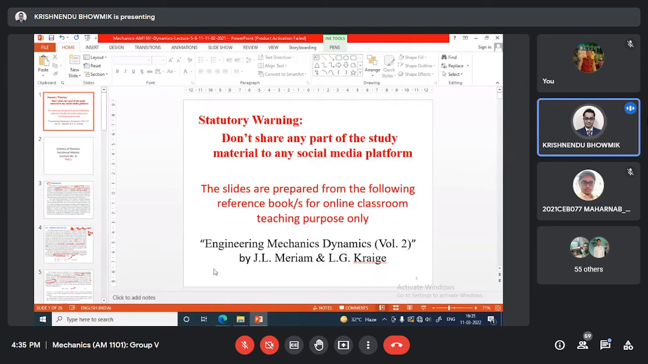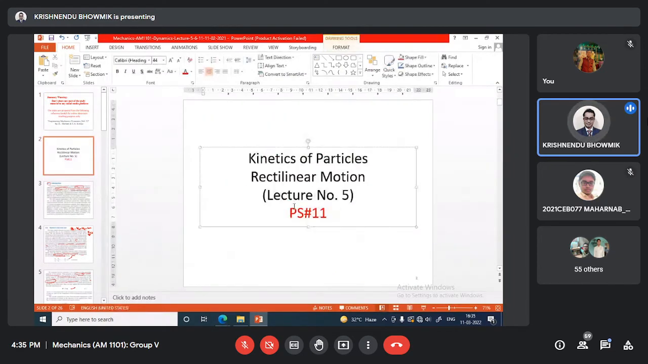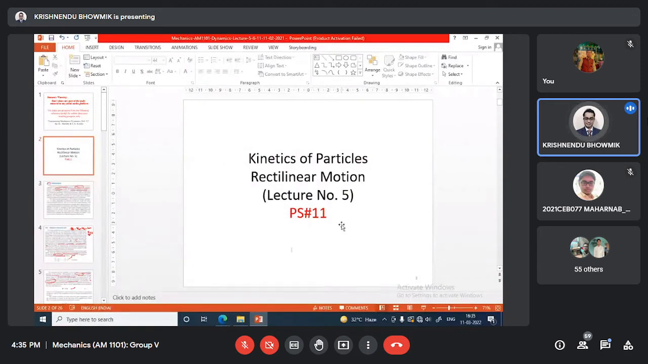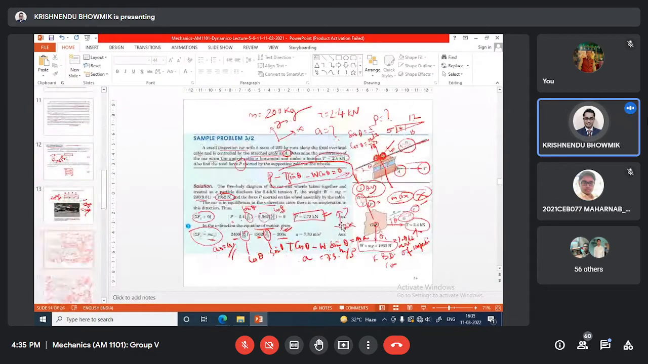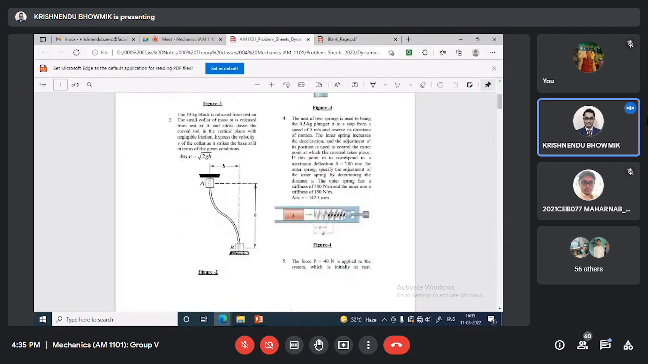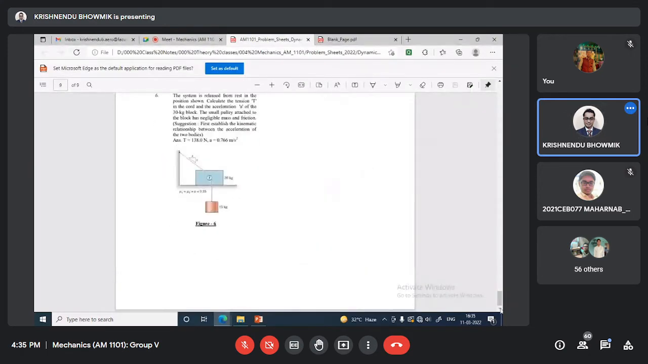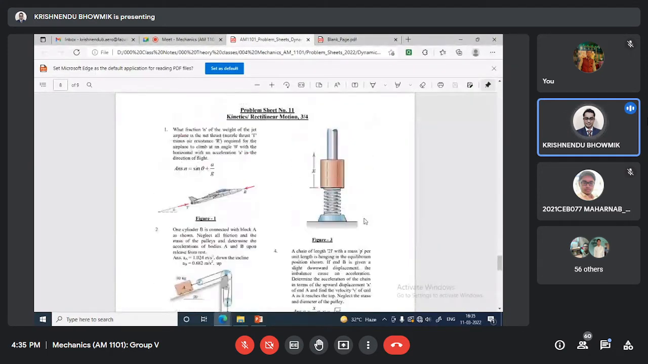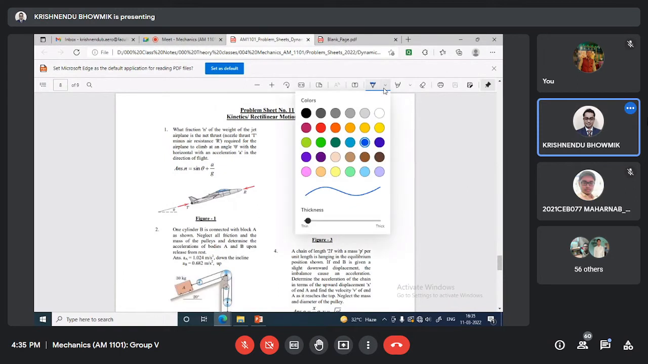Now if I go back, it was problem sheet 11, rectilinear motion. That one we will do first, then problem sheet 7. Problem sheet 11 is the last one. Let me show you one or two problems for each. Say problem sheet 11, first problem. It is simple to start with.